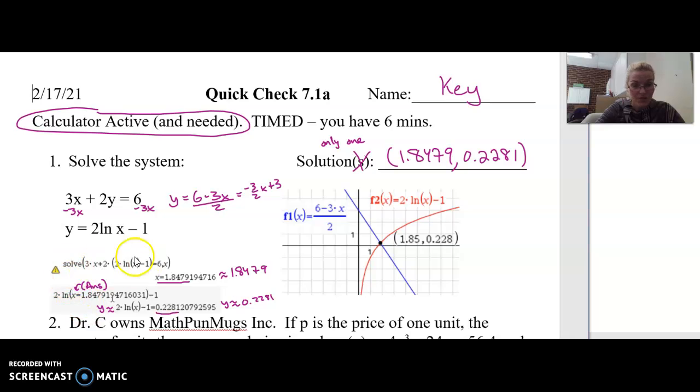If you used the solve feature, you might have found what x is to more accurate decimals, but then you'd need to substitute that back in to one of your 2 equations to find y. So be sure you do that as well if you want more decimal places of accuracy.